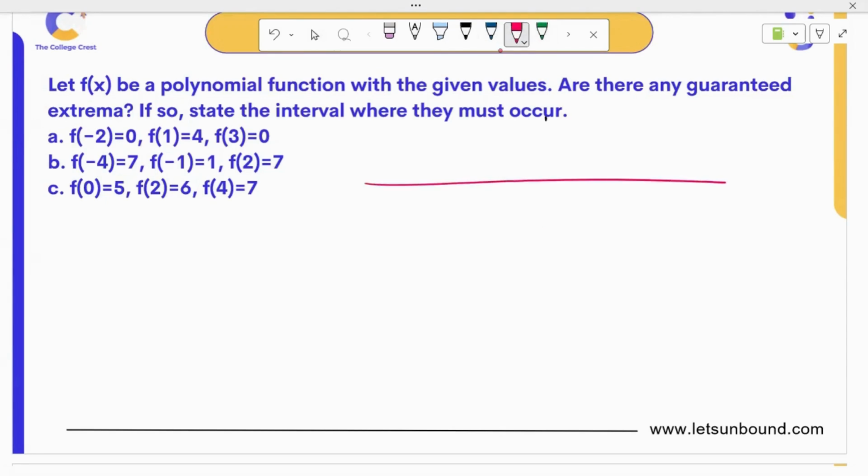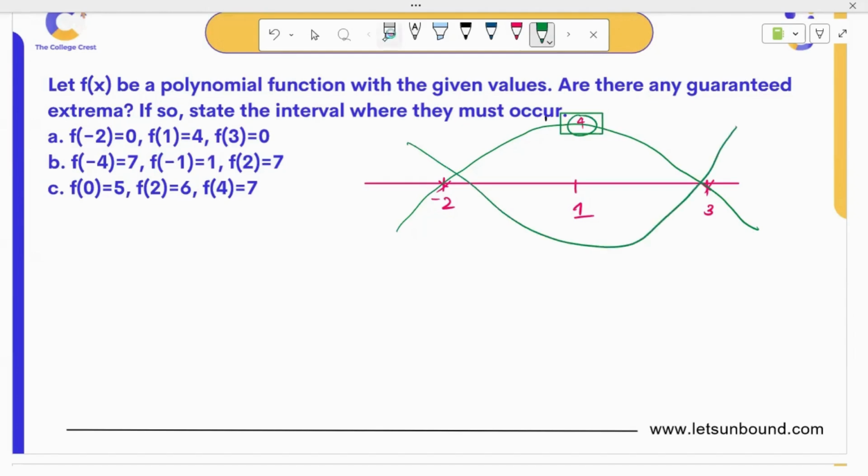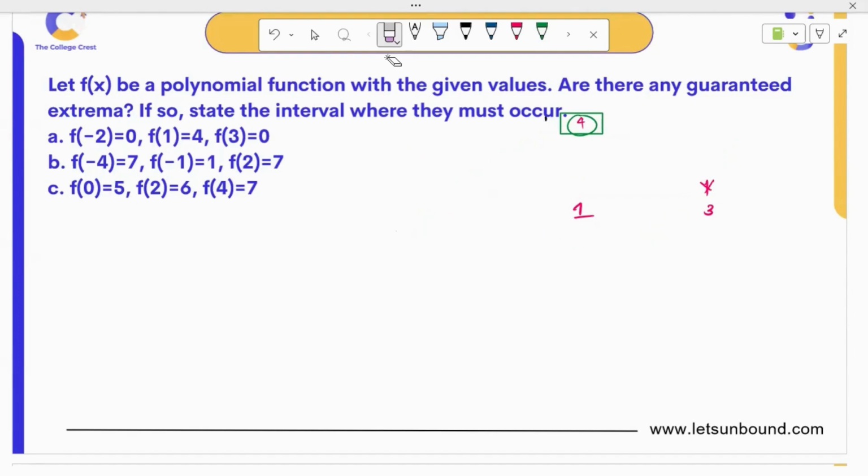f of minus 2 is 0. So that means at minus 2, the graph crosses the x-axis. f of 1 is 4, somewhere over here. f of 3 is 0. So the graph has 2 zeros. Since f of 1 is 4, it should go up like this and then come back to this. So there will be a peak point in between. Somehow, if I want to go from one zero to another zero, I will attain a minimum or a maximum. Either it can be a maximum or a minimum. So yes, at least one is guaranteed here. So the first one is yes.